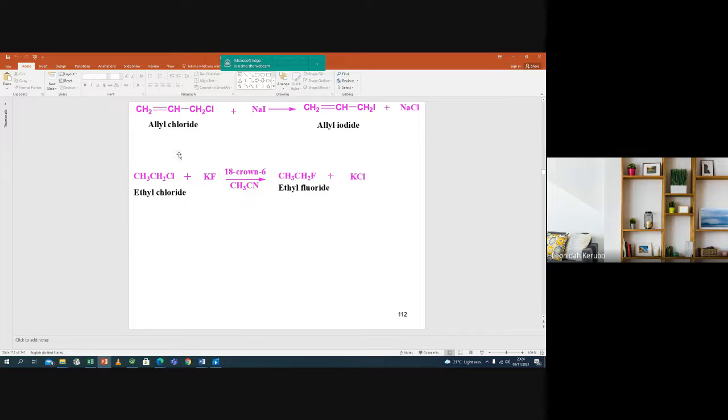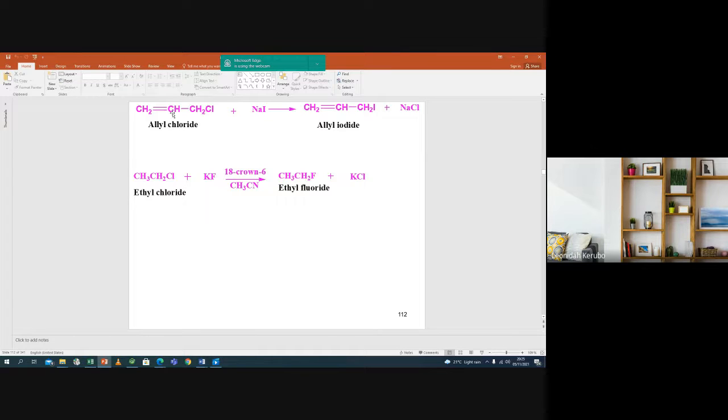So these are specific examples where you begin with an allyl chloride, reacting with sodium iodide to form an allyl iodide plus sodium chloride. Of course, this is a primary alkyl chloride, because the carbon bonded to the chlorine atom is sp3 hybridized, although in the chain it also has a double bond.